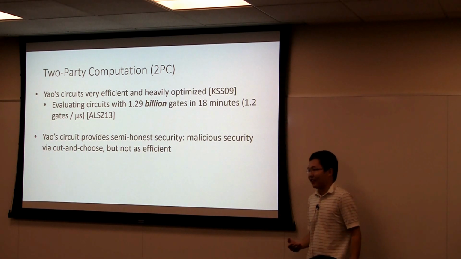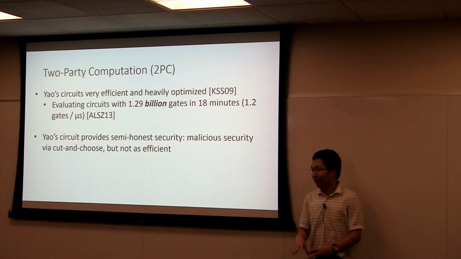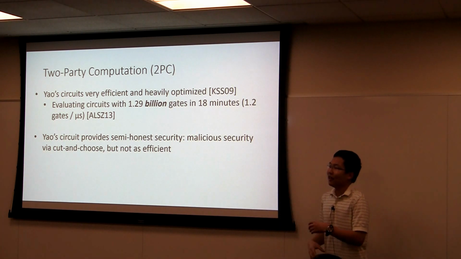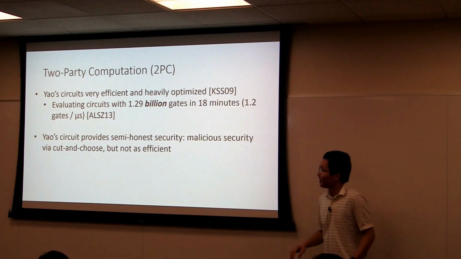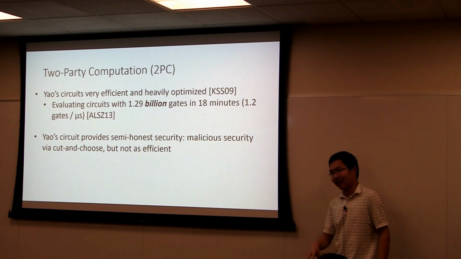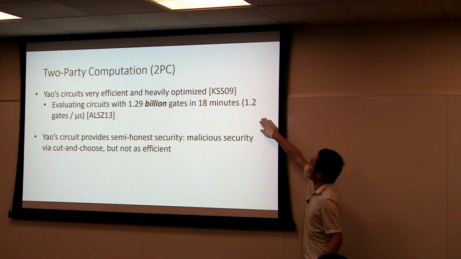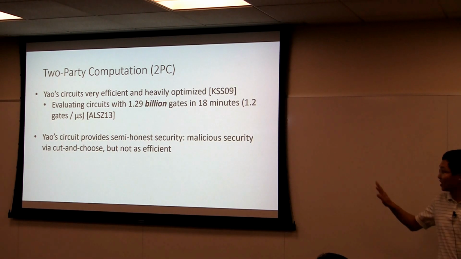But usually in security, that's not all we care about. We want to care about malicious adversaries who might do arbitrary things and deviate from the protocol in order to achieve some objective. It turns out that we can take Yao's garbled circuits and use a cut-and-choose mechanism to achieve malicious security. So it is possible to generalize Yao circuits to achieve malicious security, but this will not be as efficient. The number cited here is for the semi-honest setting. But it is possible, and it is still pretty efficient.